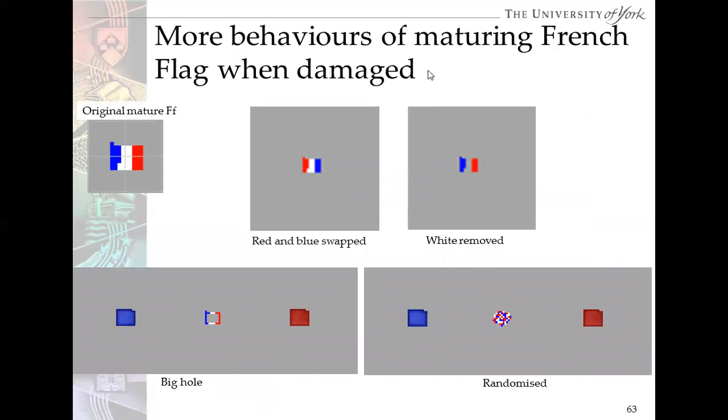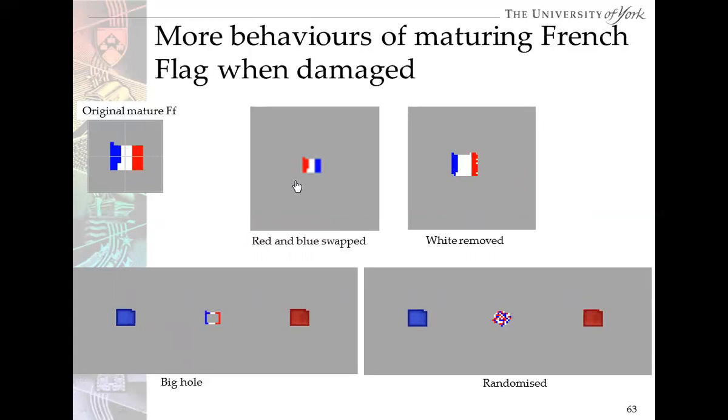So here's a few more behaviors of the maturing French flag when it's damaged. Let's look at what happens when I remove the white region. So I kill off all the cells in that region and then run the program from that point. Again, it reconstructs itself more or less and shuts itself down.